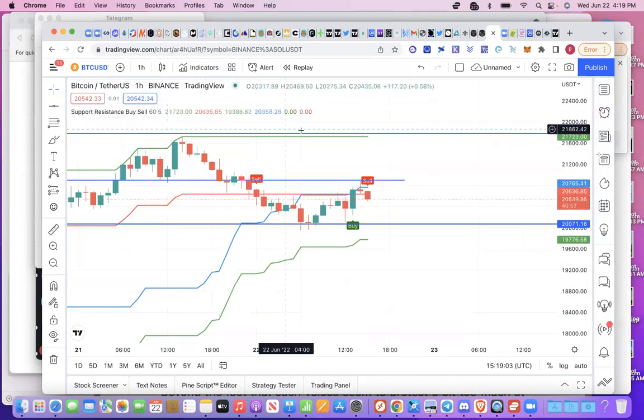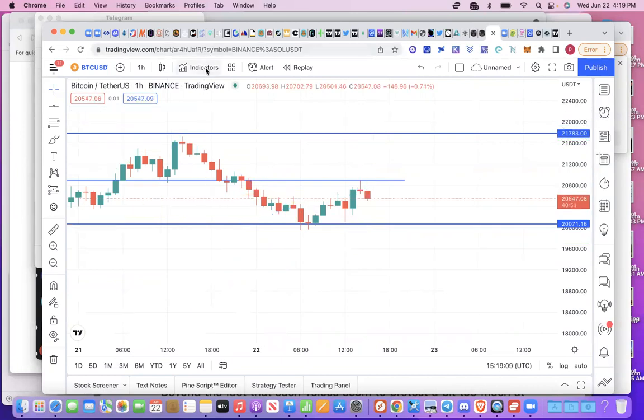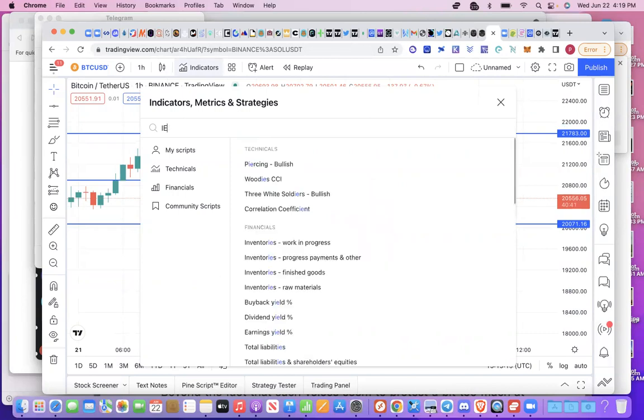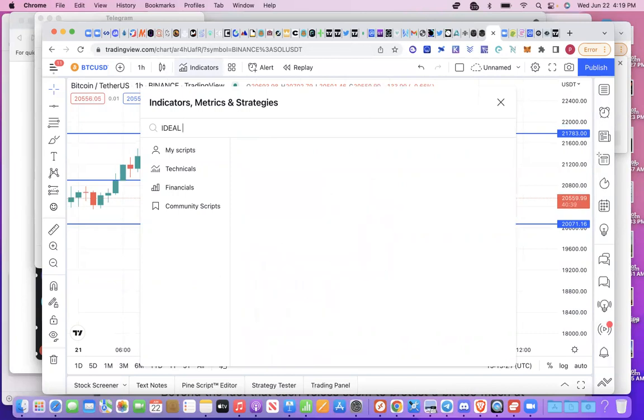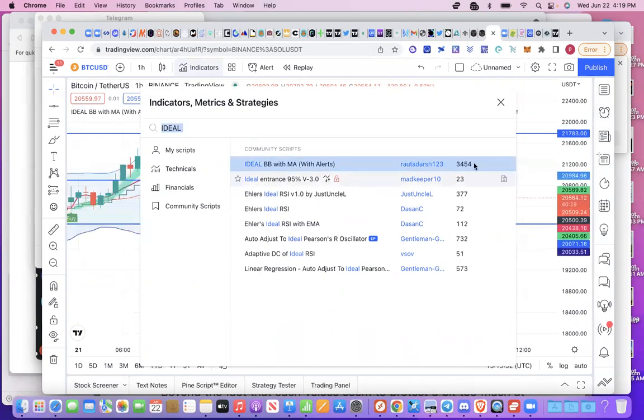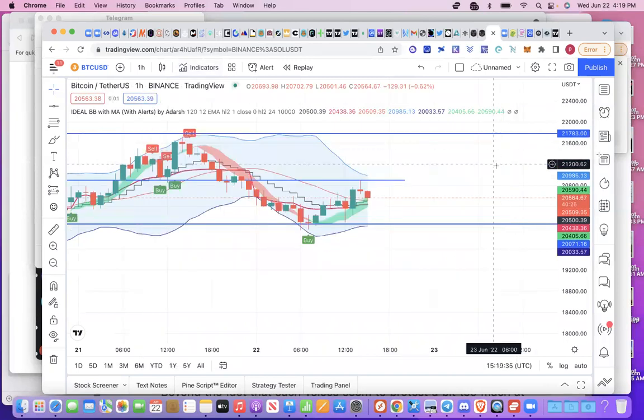Now I'm going to take this guy off just to see what structure I was able to set, but I've used my own structure. But this is the indicator I want you guys to use. It's called Ideal BB with MA with alerts. This is very nice for 1 hour scalping. It can give you very fantastic stuff. Now let's look at it.